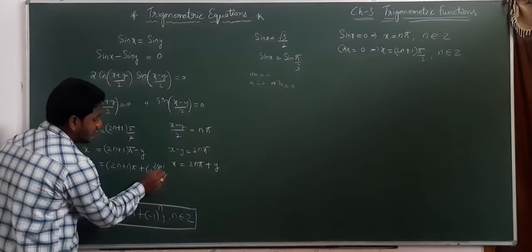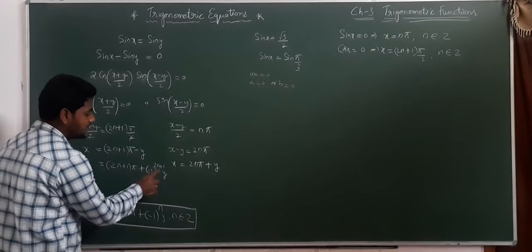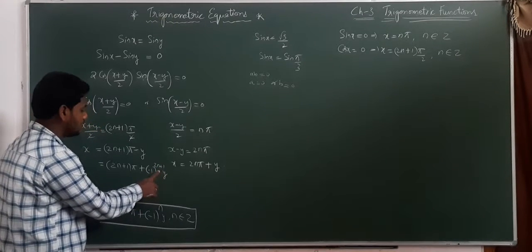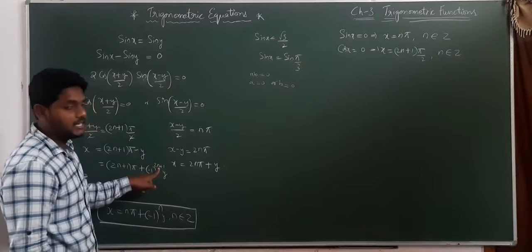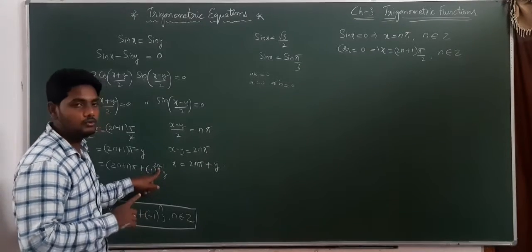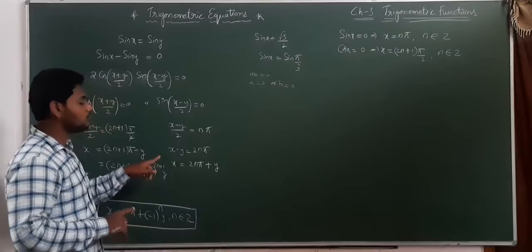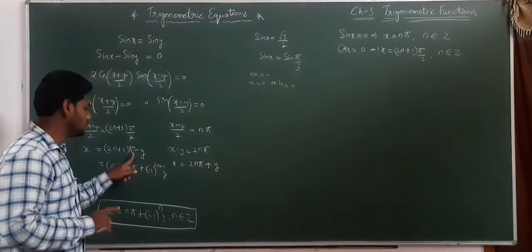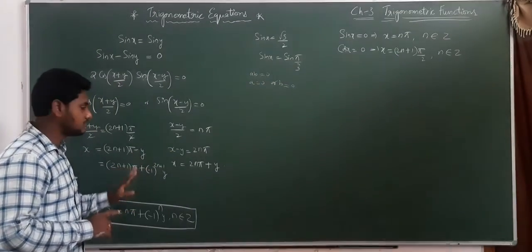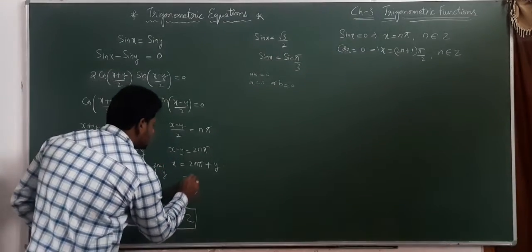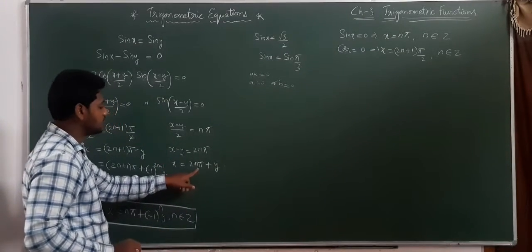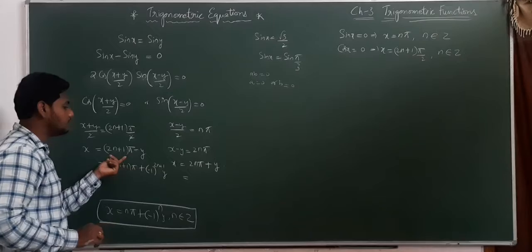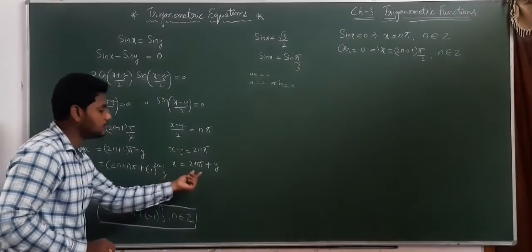If n is an odd number, for example, n equal to 1, you take 2 into 1, 2, 2 plus 1, 3. Minus 1 whole power 3 is minus only. So can I write like this? Yes. This one is about even, and here this is about odd numbers. This formula is about even.